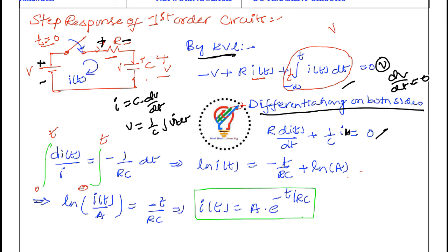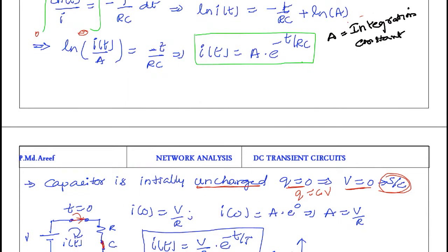We will do integration on both sides by taking the limits from 0 to t. So that we will get i(t) is equal to A into e power minus t by RC. So what is A here? A is nothing but the integration constant. Now how are we going to find it here?